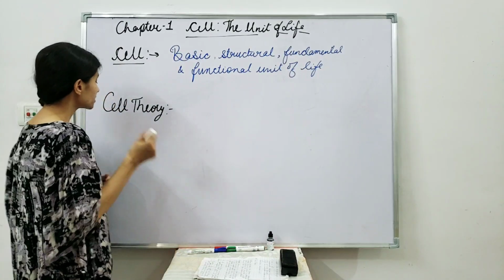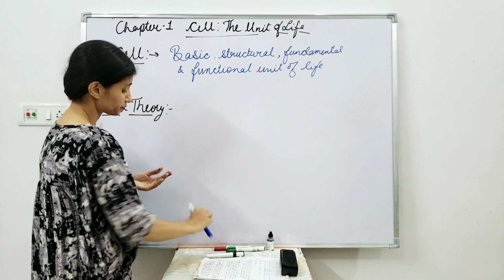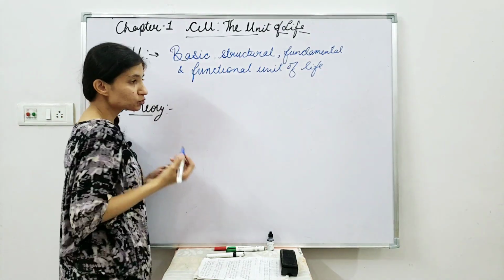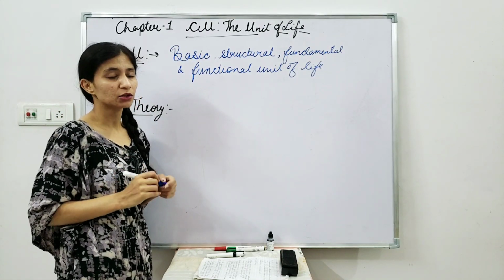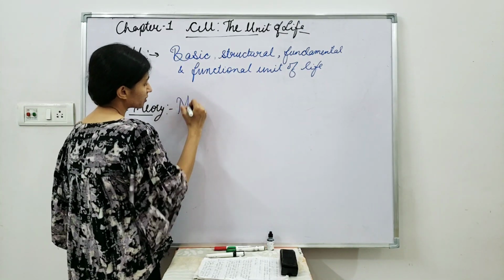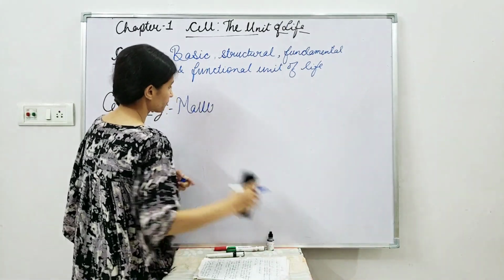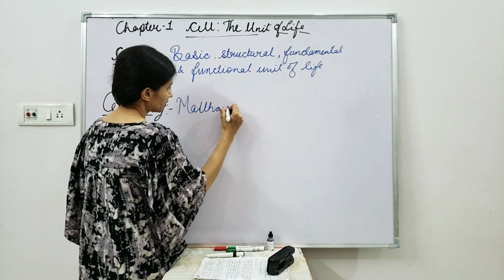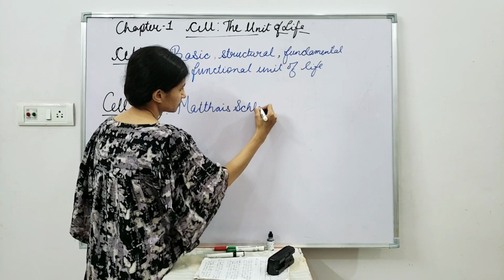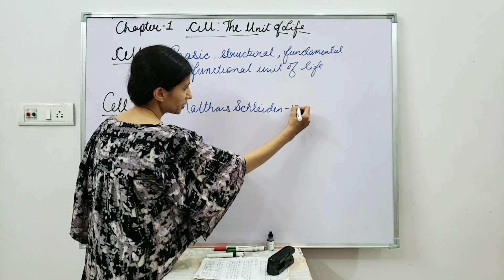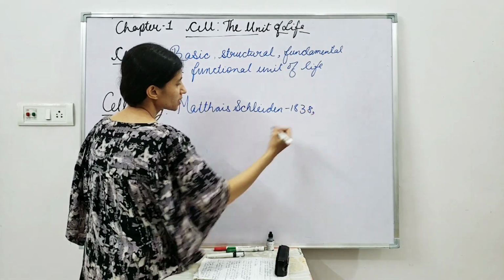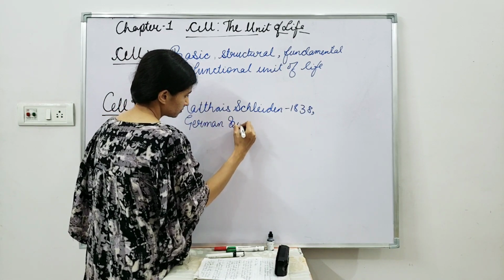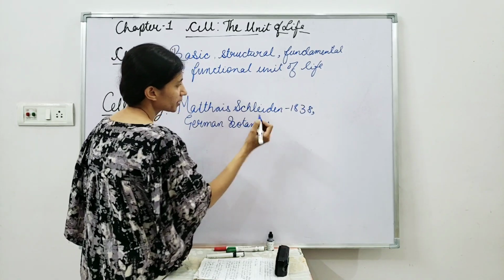Okay, now moving ahead to the cell theory. So when we say cell theory, what is the cell theory? We have studied the cell theory in the class 9 chapter also, but we'll go into it again. There were two scientists, Matthias Schleiden and Theodor Schwann. Matthias Schleiden, in the year 1838, was a German botanist.